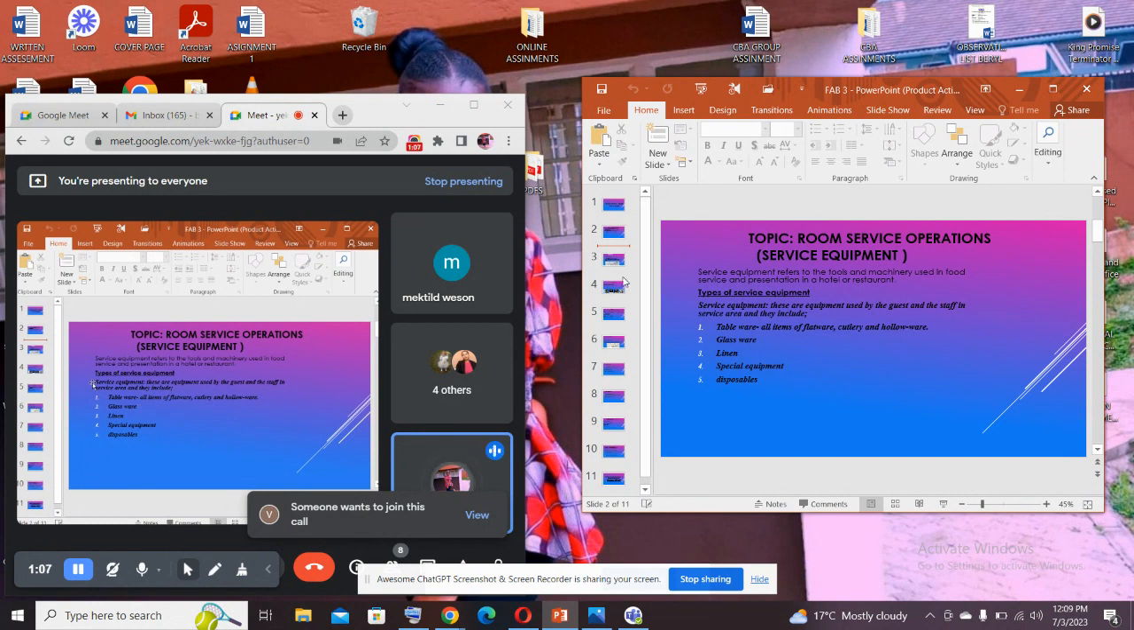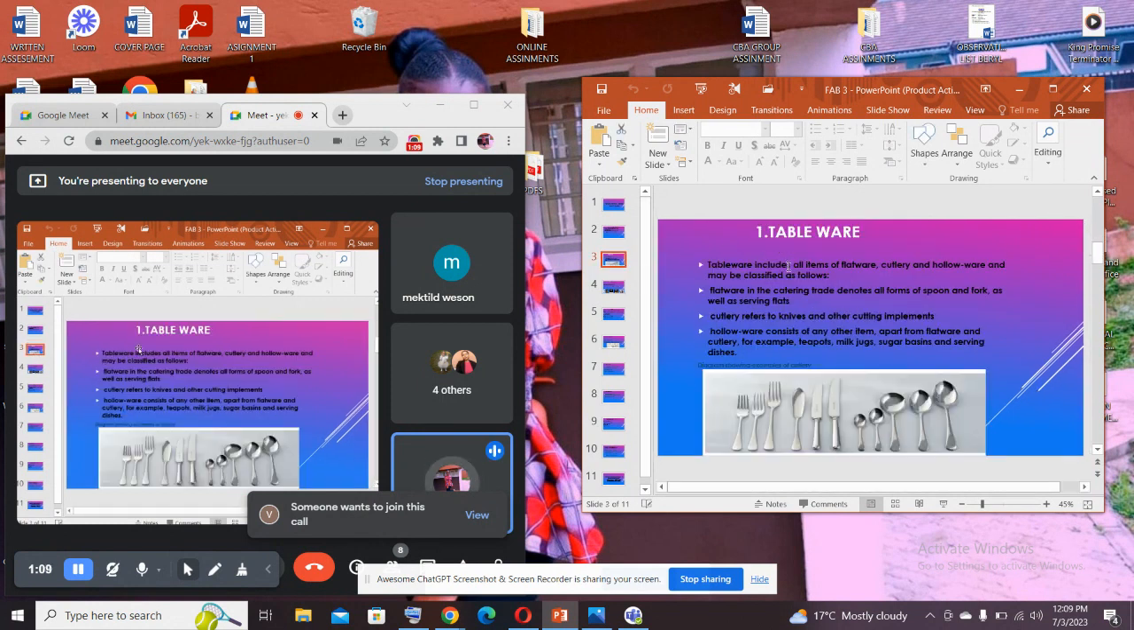So we'll start with the tablewares. The tablewares include all the items of flatwares, the cutlery, the hollowwares, and they can be classified in various categories. We have the cutleries, they include the knives and the forks. The hollowwares include the soup tureens, and we have the flatwares, which include the serving flats. And you can see I have a diagram here showing examples of cutleries. Can you see the diagram?